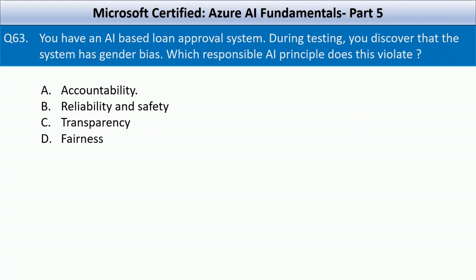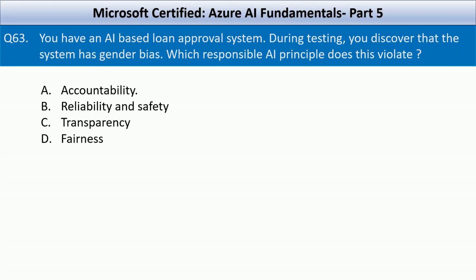Next question. You have an AI based loan approval system. During testing, you discover that the system has gender bias. Which responsible AI principle does this violate? Your options are accountability, reliability and safety, transparency, fairness.